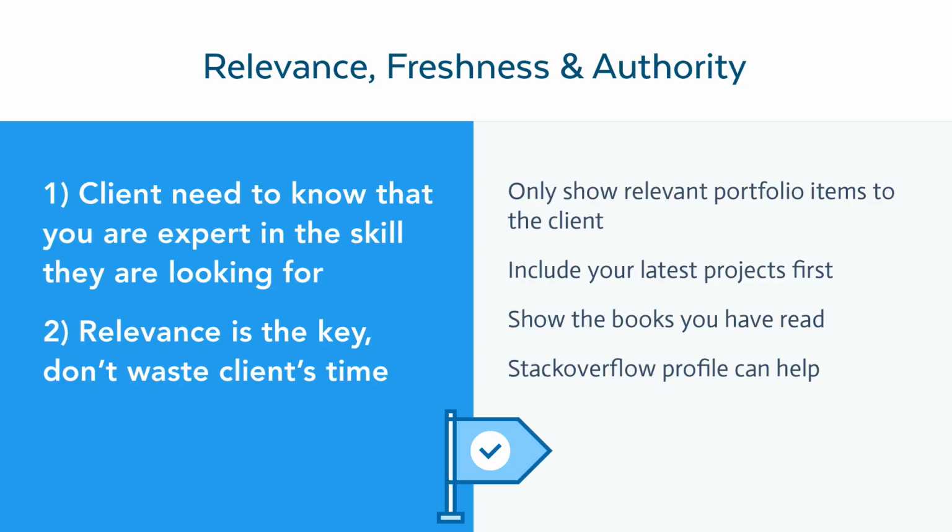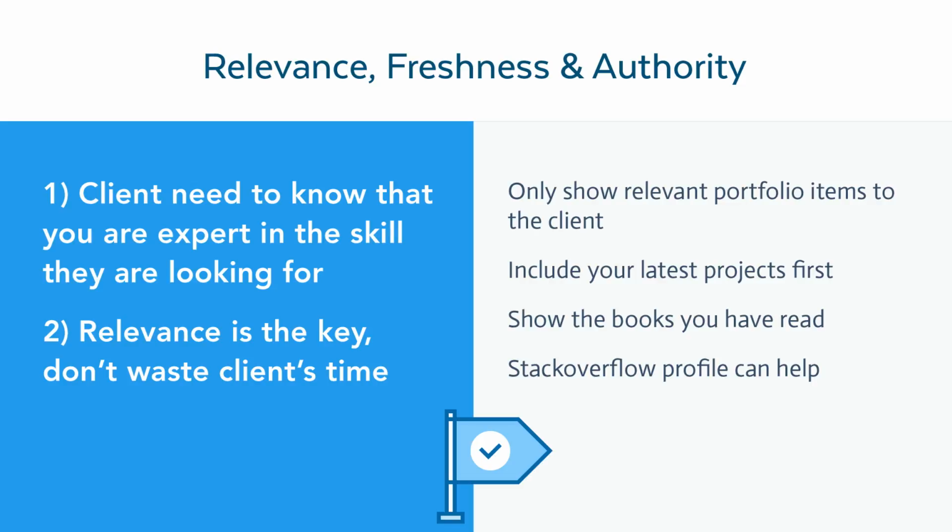Another thing is that you can also include the books you have read at the end of your portfolio to improve your authority, so they know that you are an expert in that subject matter. Also, to improve your authority on the subject matter, if you are a designer or developer, you should show your Stack Overflow profile if you can. Let me show you what the Stack Overflow profile is at the end of this lecture. Now the takeaways are clients need to know that you are an expert in the skill they are looking for, okay? This should reflect in your portfolio.